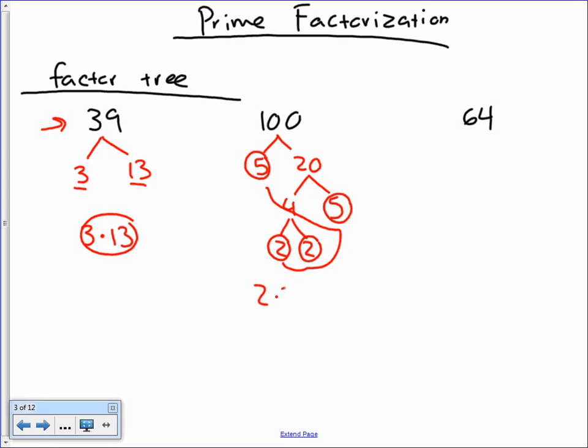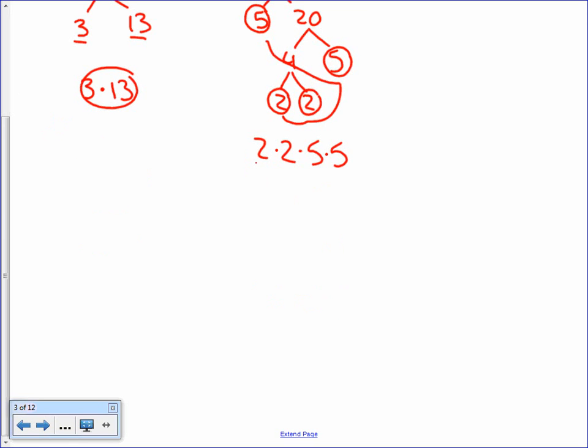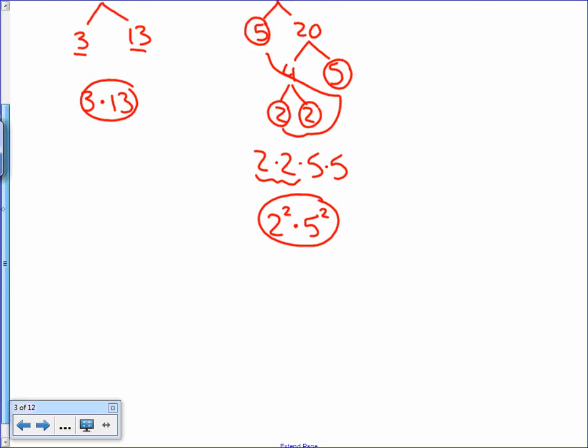I'm going to write it like this for now. But what I actually want you to do is, 2 times 2, that's just 2 to the second power, an easier way to write it, and 5 to the second power. Those exponents tell you how many of each number are being multiplied.